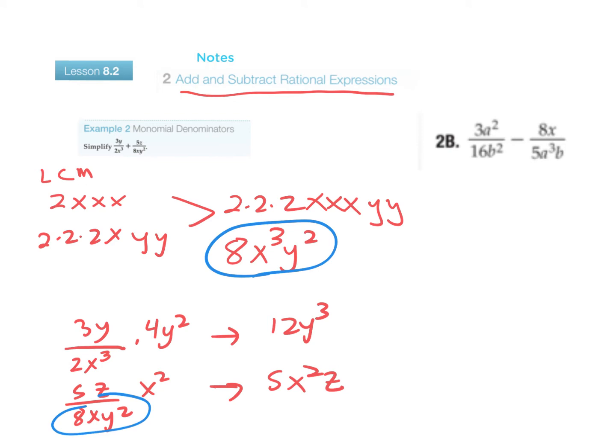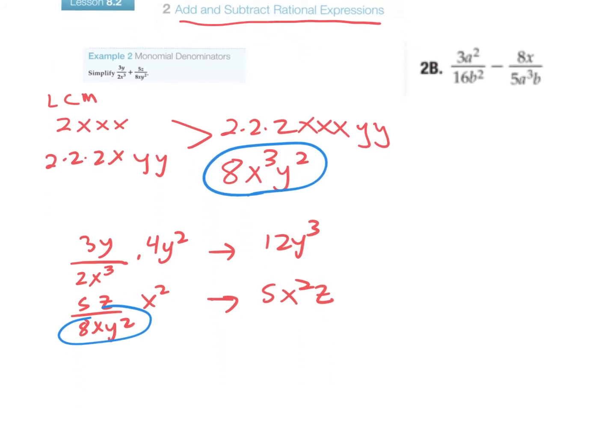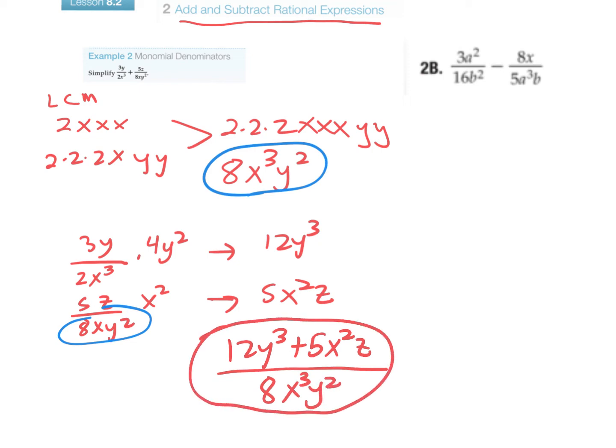Now all we have to do is add these two, and if I add, they have to be like terms, so I can't even add them. So my answer ends up being 12y cubed plus 5x squared z, and we put it over our lowest common multiple, which is 8x cubed y squared. And so we end up adding the numerators, which is just really writing it, not so much actually adding. And we write our lowest common multiple.